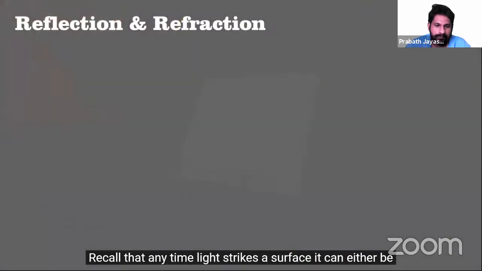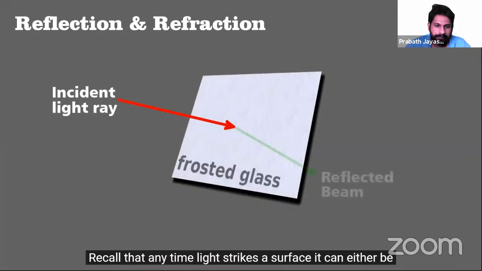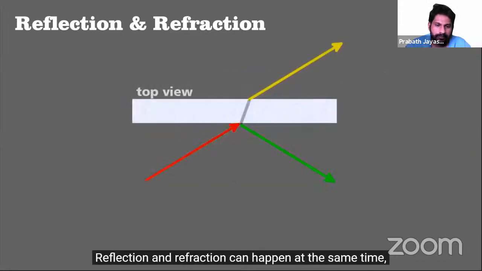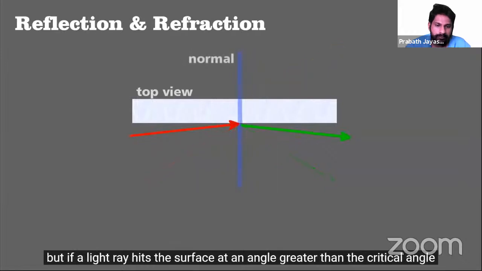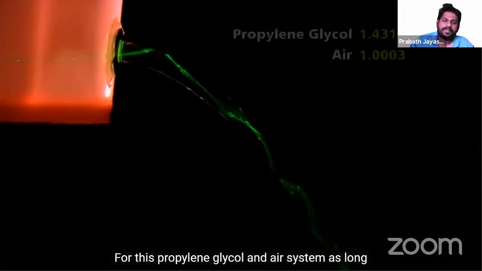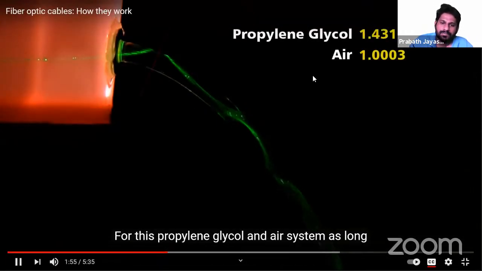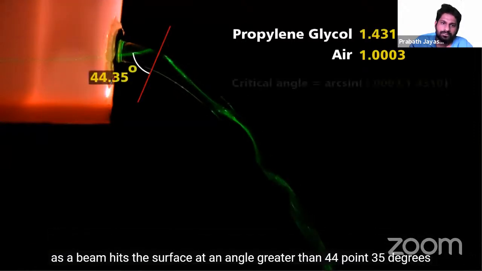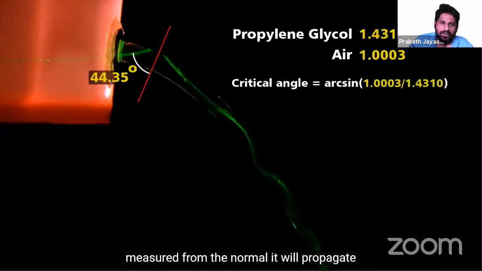Recall that any time light strikes a surface, it's absorbed by it, reflected from it, or passes into or through it. Refraction. It's easier to see from the top. Reflection and refraction can happen at the same time, but if a light ray hits the surface at an angle greater than the critical angle, it will be completely reflected and not refracted. For this propylene glycol and air system, as long as a beam hits the surface at an angle greater than 44.35 degrees, measured from the normal.